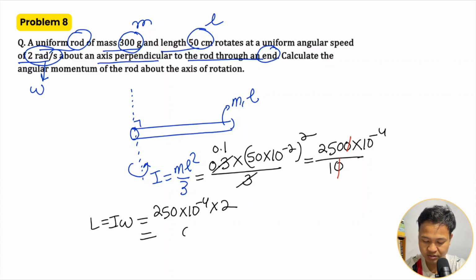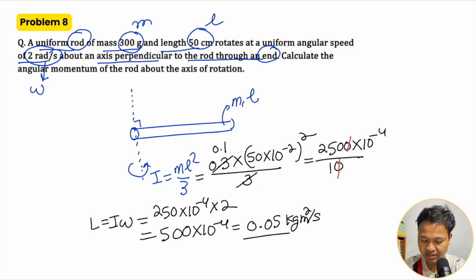So here how much is this? So 25 into 10 power minus 4. So this is 0.05. Okay, so the unit is kg meter square per second. Okay, so 0.05.